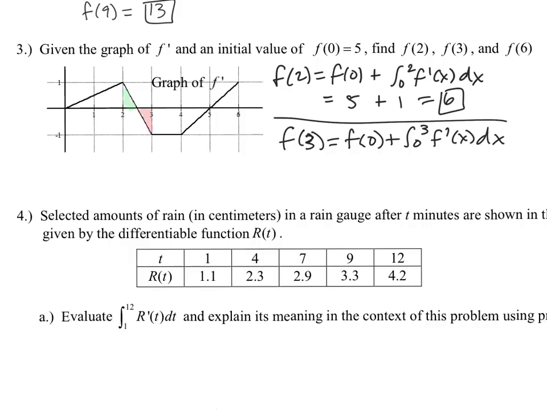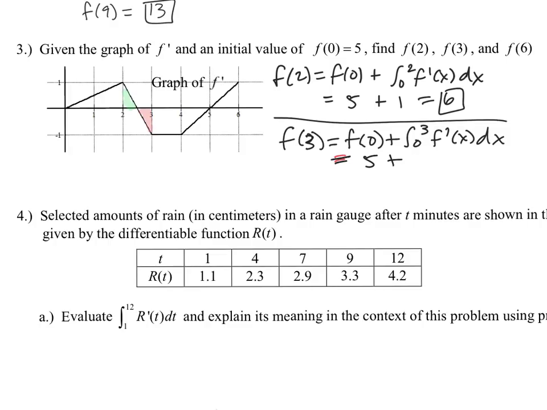Now, they have the same area. They both have an area of positive 1/2, but since one is above the x-axis and one is below the x-axis, the value of the integrals would be opposite. So these two integrals, values of the integrals, cancel each other out. So that means f of 3 is going to be the initial value of 5 plus 0, I'm sorry, not 5 plus 0.